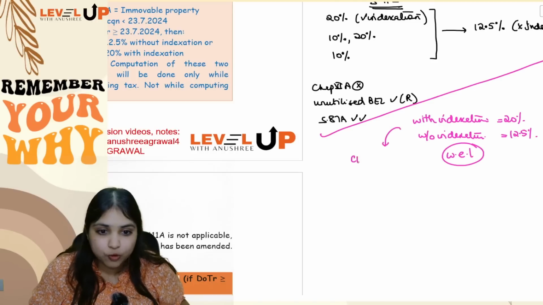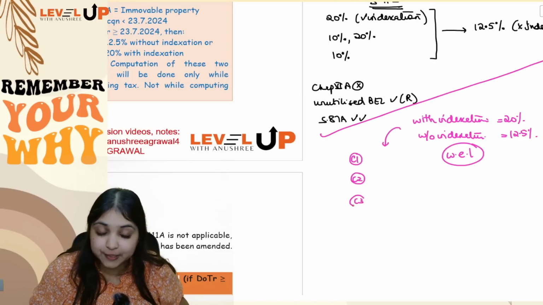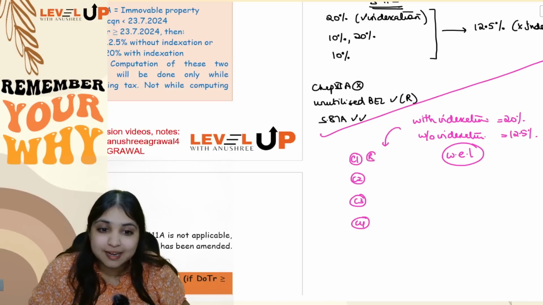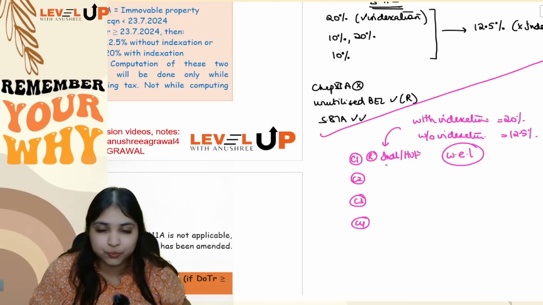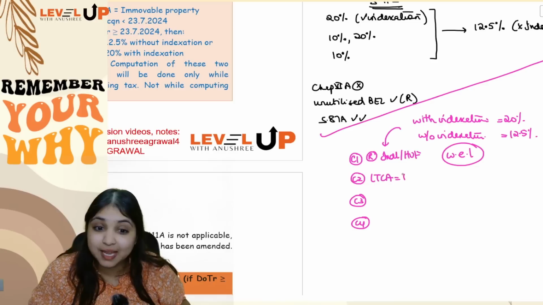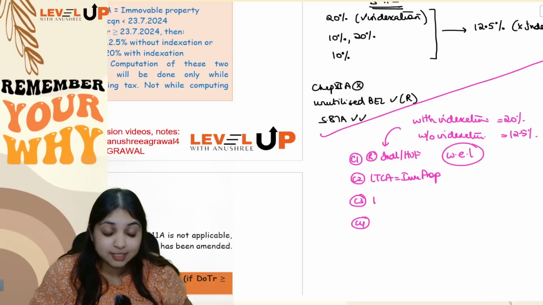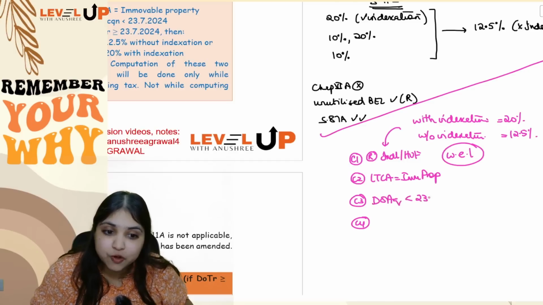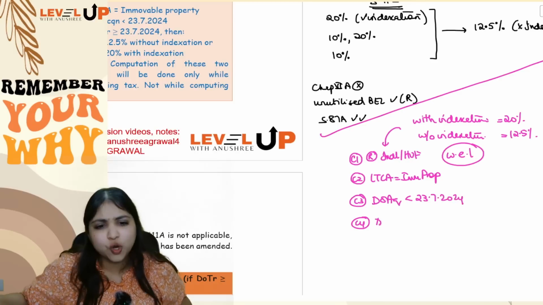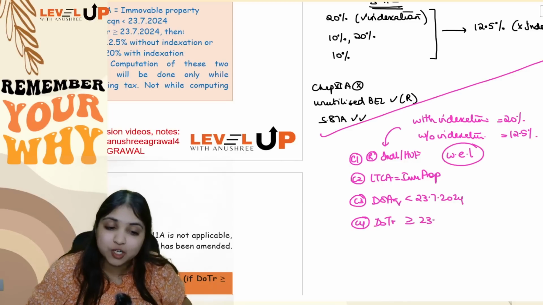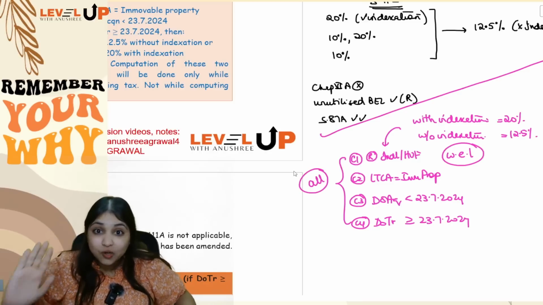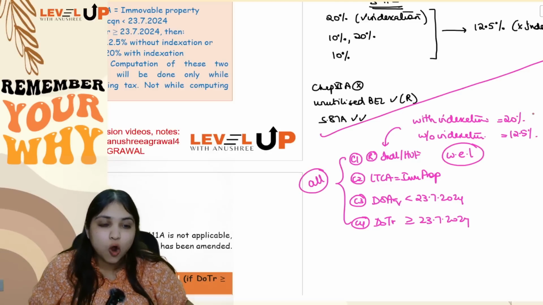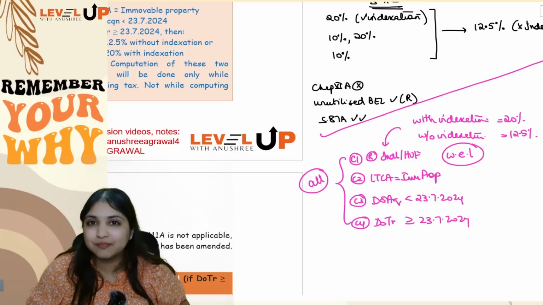This benefit we will give only if 4 conditions are fulfilled. Condition number 1, you should be a resident individual or resident HUF. Condition number 2, the long-term capital asset has to be an immovable property. Can be land, can be building, it has to be immovable property. Condition 3, the date of acquisition should be before 23rd July 24, and condition 4, obviously, date of transfer is on or after 23rd July 24. If all of these 4 conditions are fulfilled, then only we will give you this benefit of doing both the calculations and finding whichever is lesser.